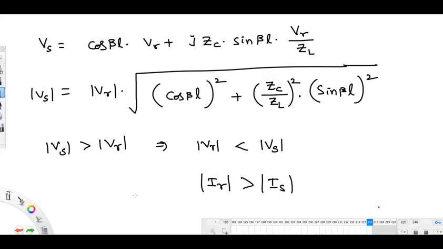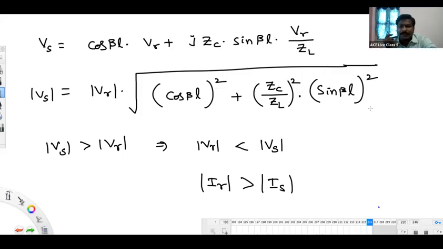Sir, my doubt is this: surge impedance loading and ZL equal to ZC surge impedance, are these applicable only in a lossless system, or will they be applicable in a lossy system also, sir? We are discussing only about lossless system right now. But practically, will it be applicable in a lossy system? With a small change. Okay, sir.